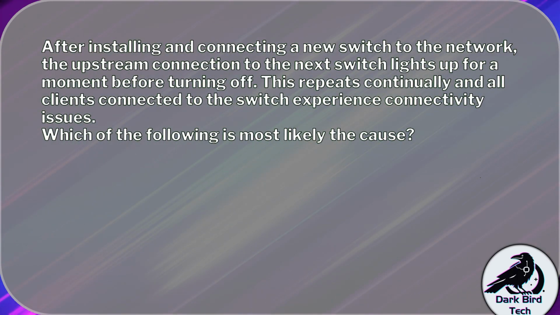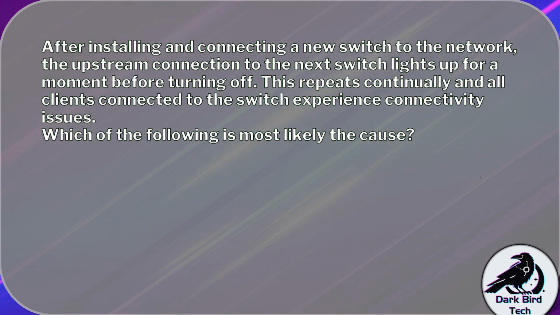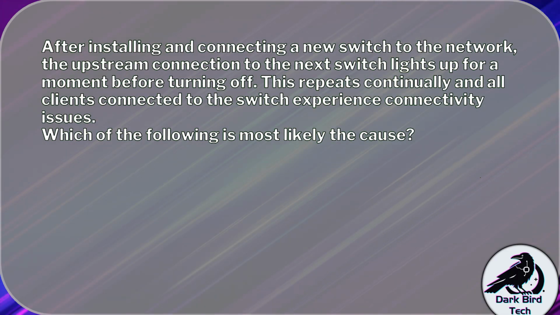After installing and connecting a new switch to the network, the upstream connection to the next switch lights up for a moment before turning off. This repeats continually, and all clients connected to the switch, I'm going to assume they're talking about the new switch, experience connectivity issues. Which of the following is most likely the cause?